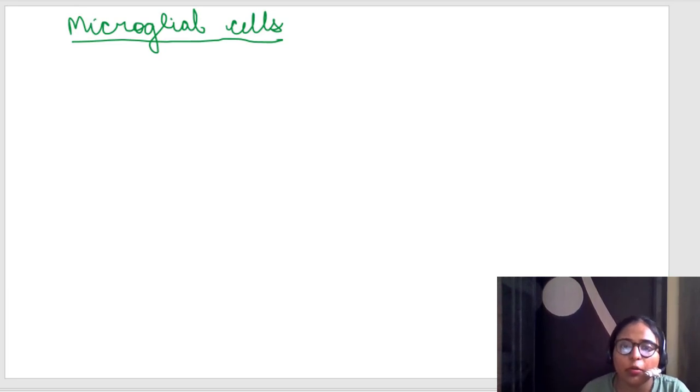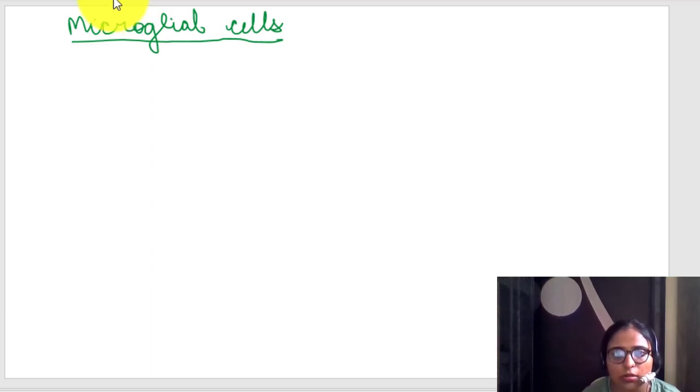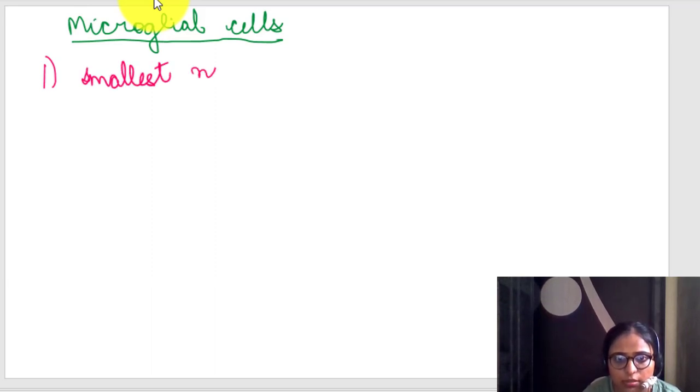So now if you talk about the microglial cells, what are they? They are also called neuroglial cells only, but they have some specialities and are different from the other neuroglial cells. These are also situated centrally, so that is why they are called the central neuroglial cells. Fine. Let's talk about the microglial cells. The microglial cells are the smallest neuroglial cells, right? They are the smallest neuroglial cells.